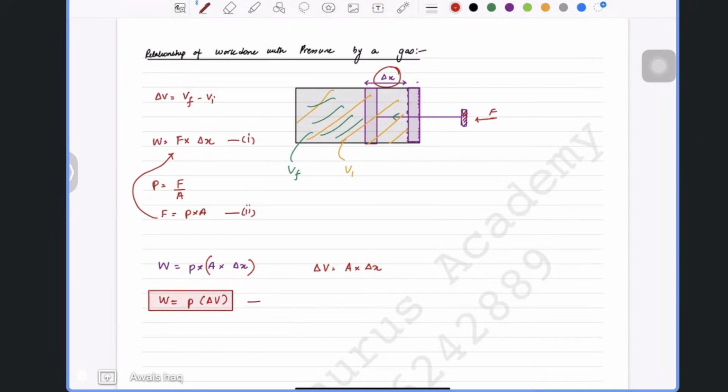Now, this equation that I have just derived can only be used for constant pressure. If the pressure is not constant, then this equation cannot be used. You should always remember this point. All right, please write this down and let me know if you have a question here.